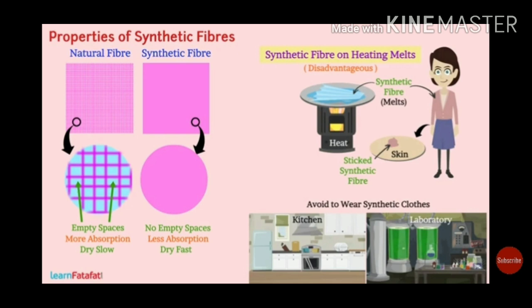Now we are going to discuss three different types of synthetic fibres. The first one is nylon, the second one is acrylic, and the third one is rayon. So the first one is nylon. It is a synthetic fibre and it is prepared from a combination of coal, water and air.